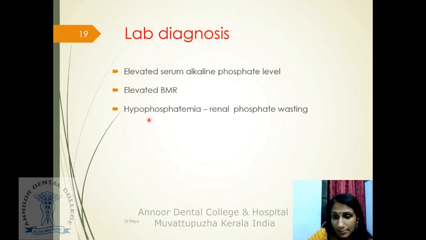For lab diagnosis, you can have serum alkaline phosphatase level being increased, BMR is going to be high, and also hypophosphatemia. That is because of renal phosphate wasting. So these are the different lab findings which you can see within fibrous dysplasia.